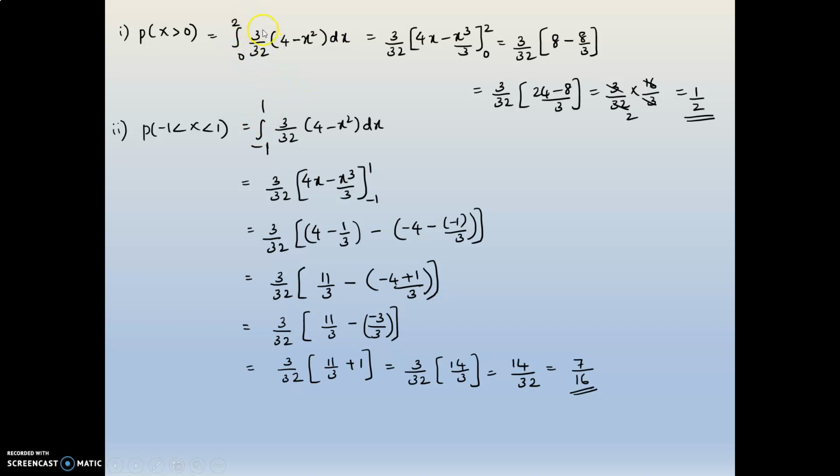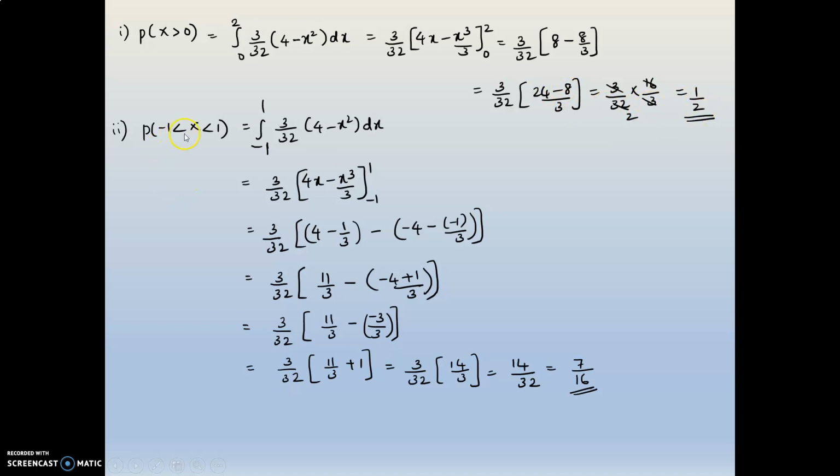So integral 0 to 2 of 3 upon 32 (4 minus x square) dx is equal to 3 upon 32 into (4x minus x cube upon 3) from 0 to 2. Giving the upper and lower limits, you will get 3 upon 32 into (8 minus 8 upon 3), that's equal to 1 upon 2. That is the answer for this question.